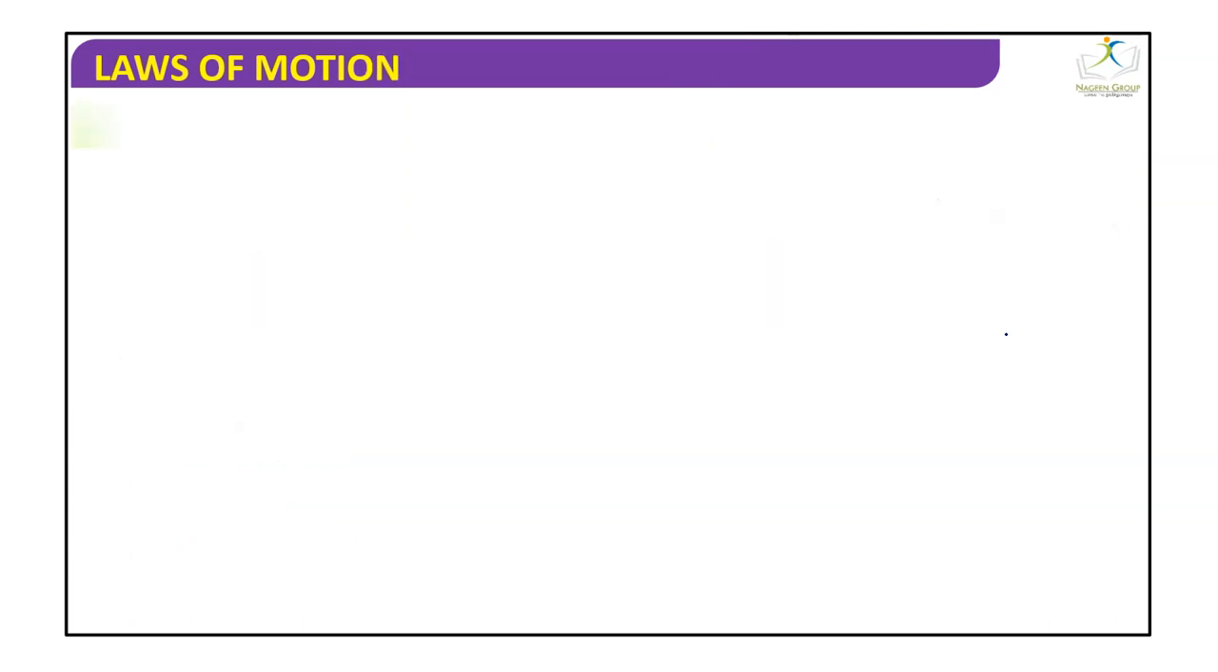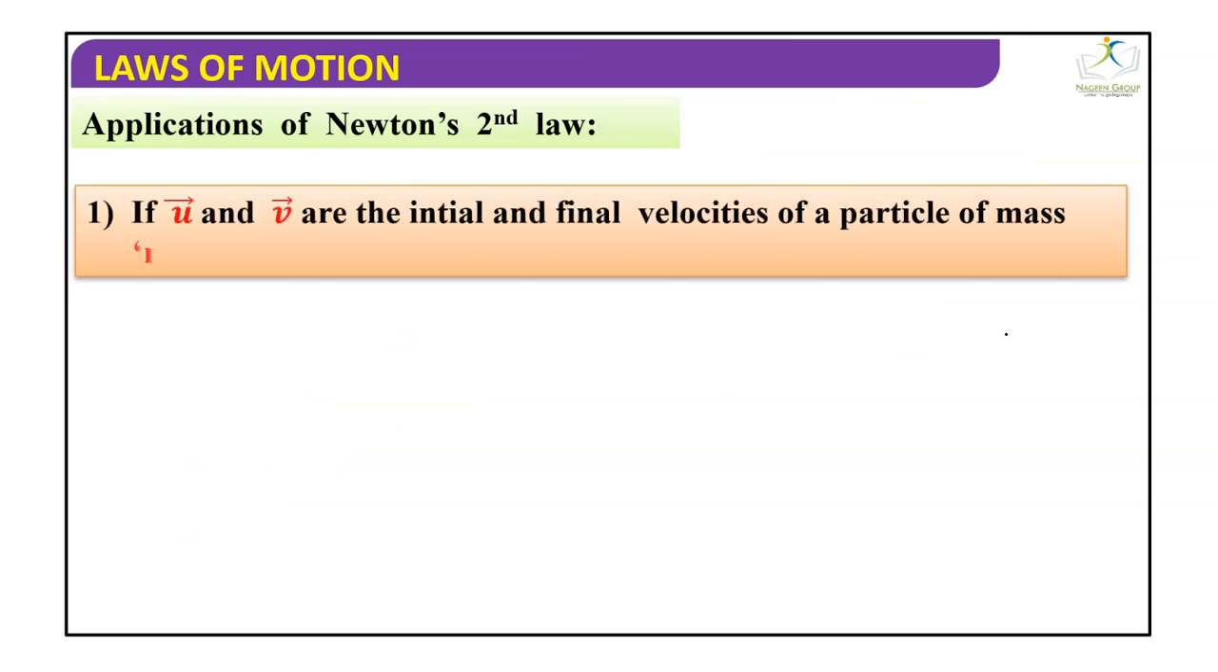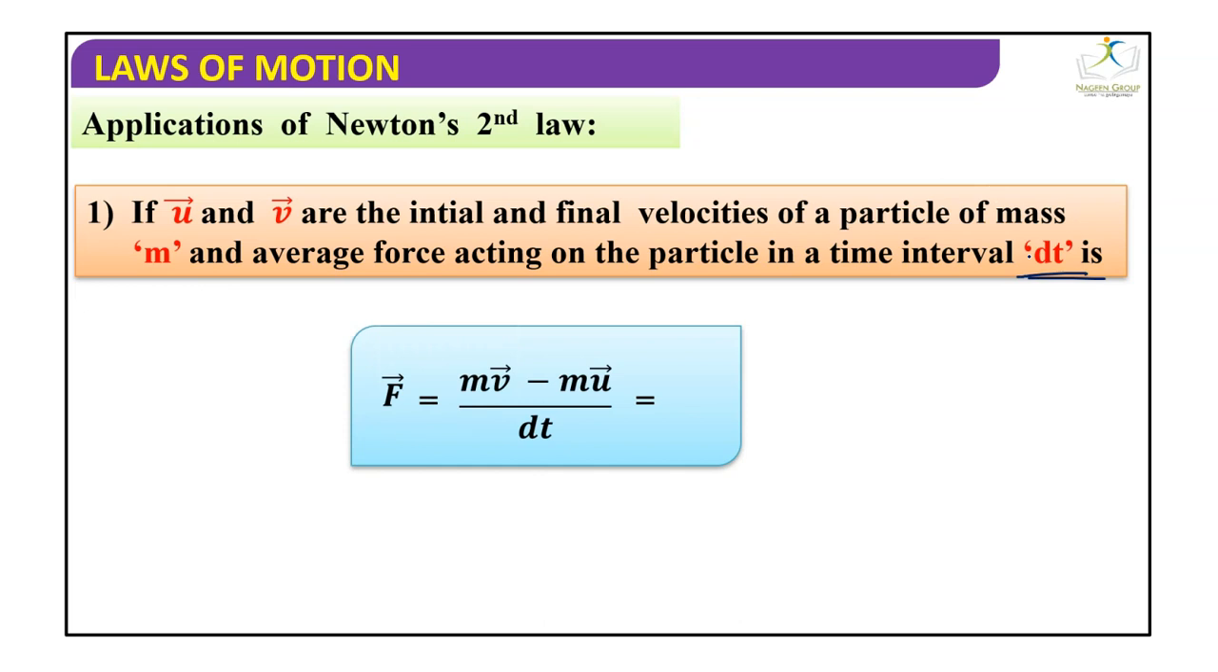So, application of Newton's second law. First, if u and v are the initial and final velocities of a particle of mass m, and an average force acts on the particle in time interval dt, then F is equal to (mv minus mu) by dt, that is dp by dt.